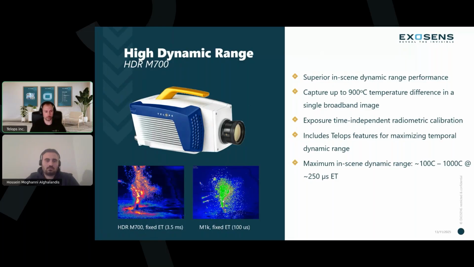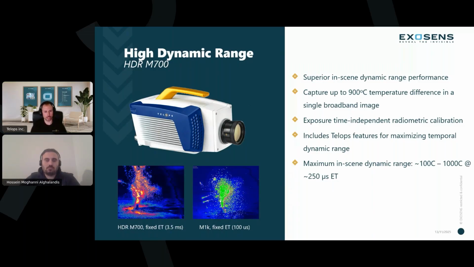And so typically within a midwave camera, you only get maybe a couple hundred degrees of a temperature range within the same scene in a fixed exposure time. But with the HDR, like I'd mentioned earlier, we're able to see up to 900 degrees Celsius in scene temperature range within a single exposure time, which is pretty phenomenal.